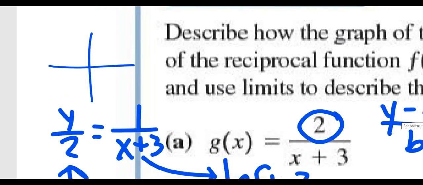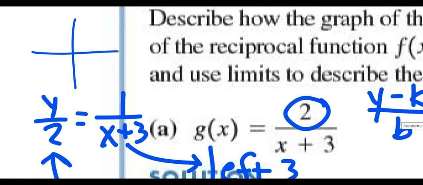Okay, so what's going on with this graph? Left 3, stretch 2. Can you tell me anything about this graph? I mean, right down here, this should be screaming something at you. What is that x plus 3 doing? What's over here at x equals negative 3? Ah, the vertical asymptote. Remember, every single factor in the denominator is causing a vertical asymptote.